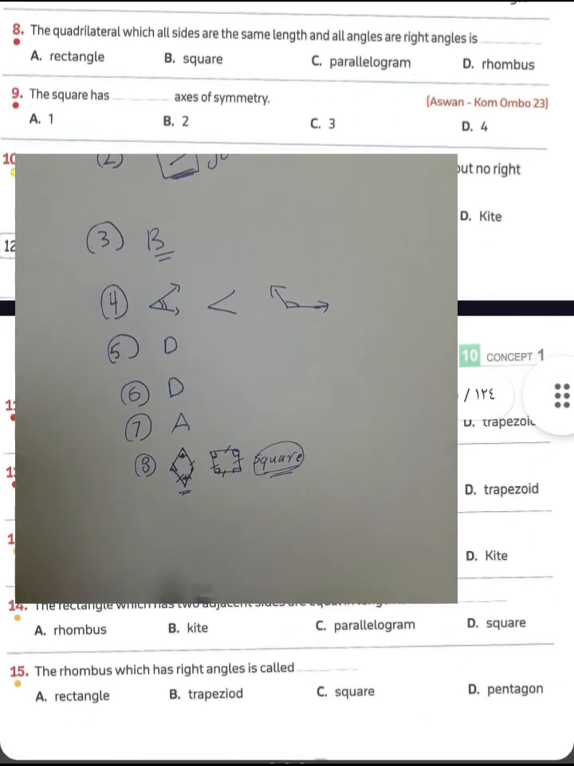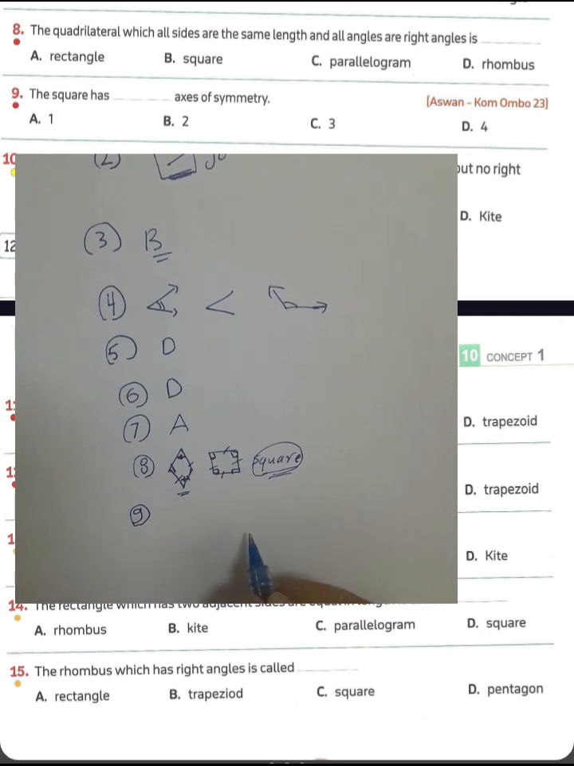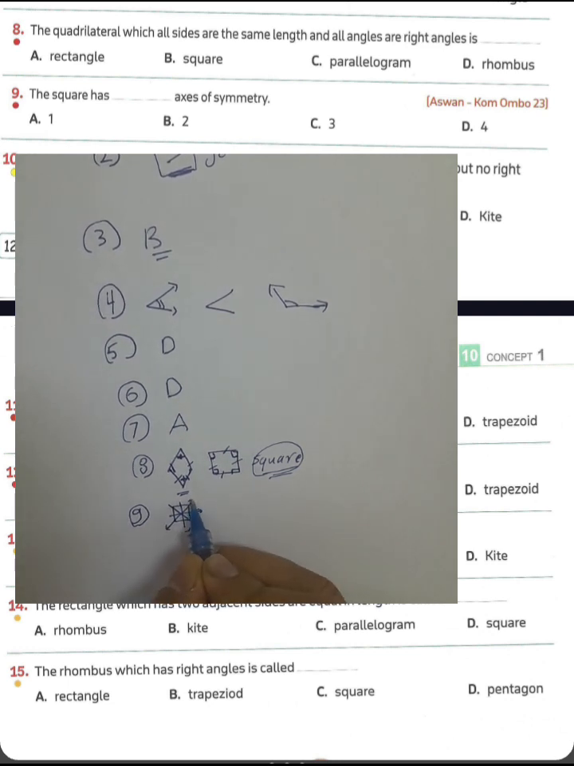Question 9: a square has how many axes of symmetry? A square has 4 axes of symmetry: 1, 2, 3, and 4. An axis of symmetry means a line that can divide the square into two equal parts. Then the square has 4 axes of symmetry.